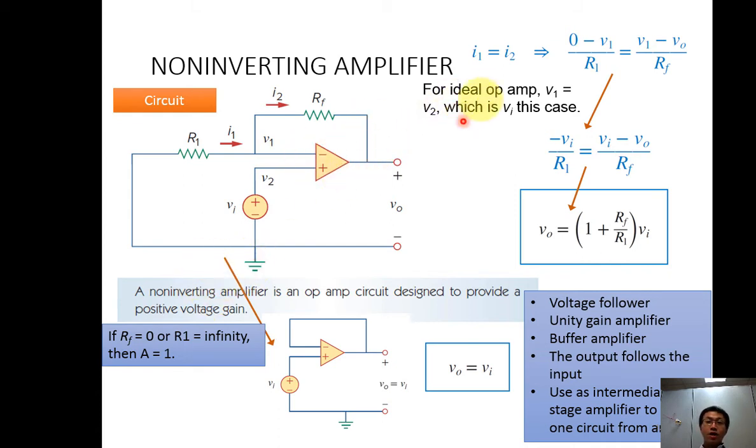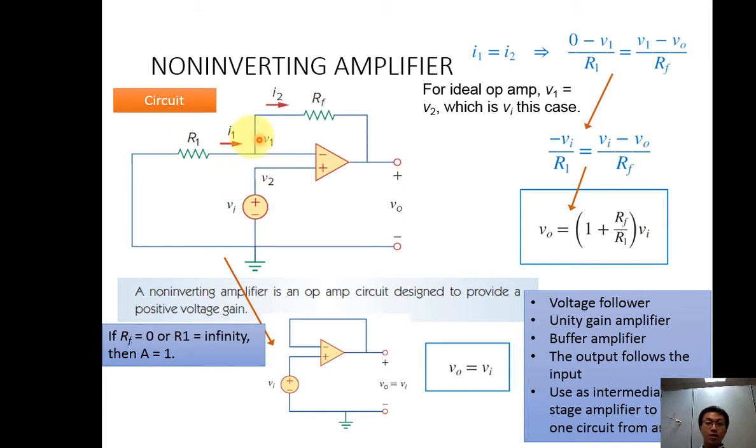Same as before, I need to derive the equation. So I assume I1 is flowing from here, and I2 is flowing to here. So I1 actually equals I2, since for an ideal op-amp, there's no current flowing into the negative terminal or positive terminal. So I1 equals I2. Higher voltage minus lower voltage divided by R. So this is 0 because the higher voltage here is 0.